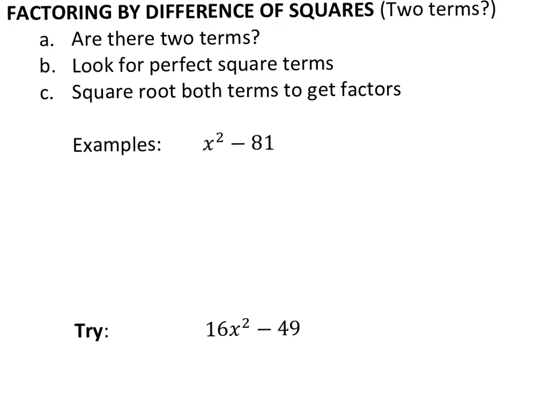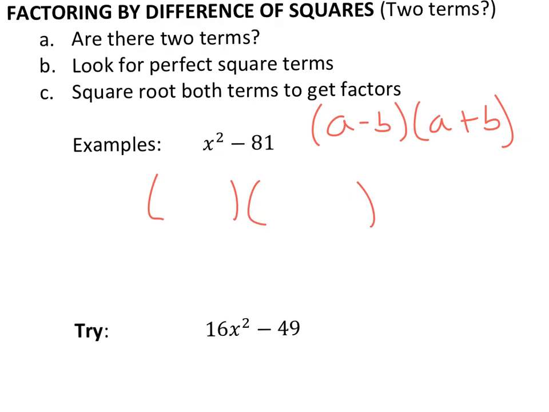So what you're going to do, to use difference of squares, the sort of formula, not formula, but what it is, it's a minus b and a plus b. What that means is that you're going to have 2 sets of parentheses, one with a plus and one with a minus in the middle. And all you do is square root both terms. So the square root of x squared is just x times x, so x will go in the first set there. And then the square root of 81 is 9, so you just put 9 in the second set. And there's your answer.